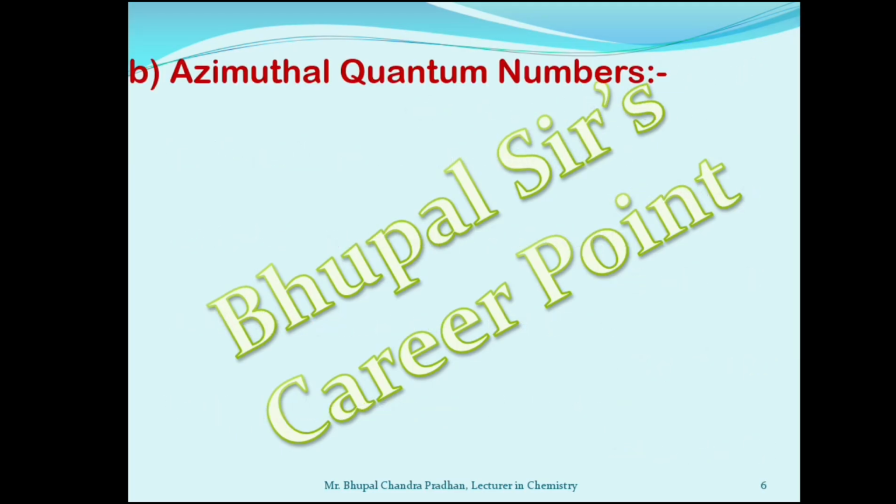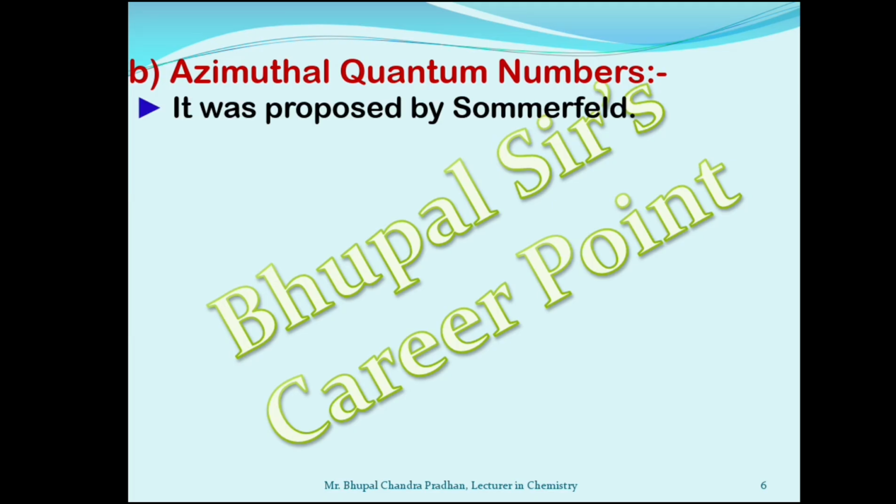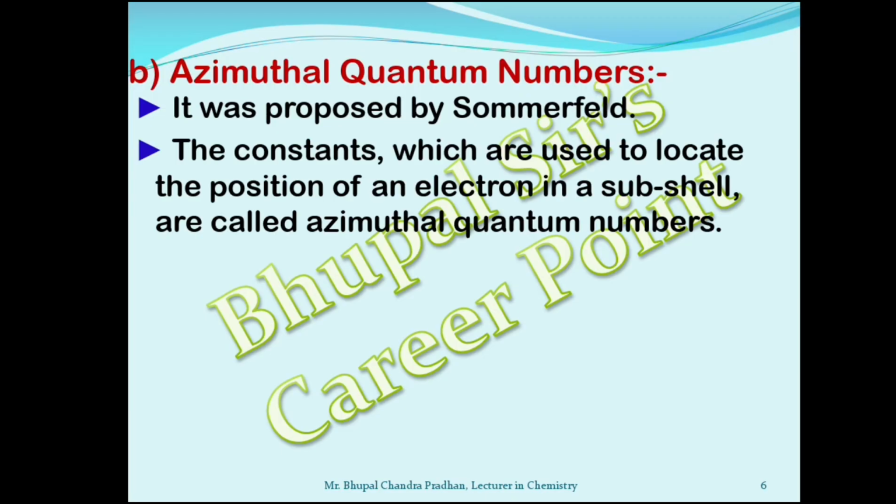Now, let us come to the second quantum number, that is azimuthal quantum number. Azimuthal quantum number was proposed by Sommerfeld. What do you mean by azimuthal quantum number? The constants which are used to locate the position of an electron in a subcell are called azimuthal quantum number. Cell is indicated by principal quantum number, while subcell is indicated by azimuthal quantum number. How is it represented?